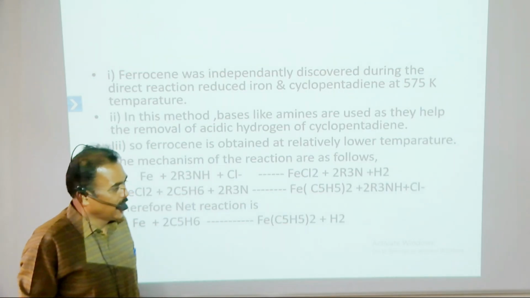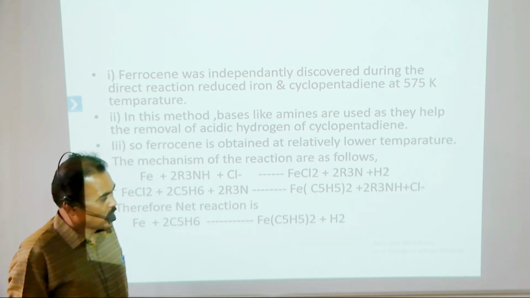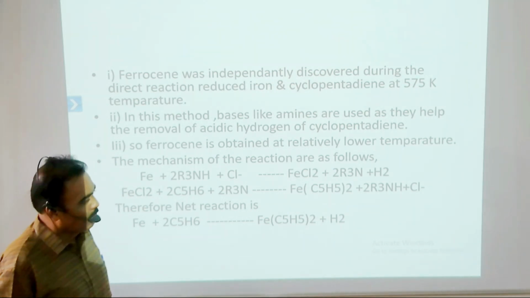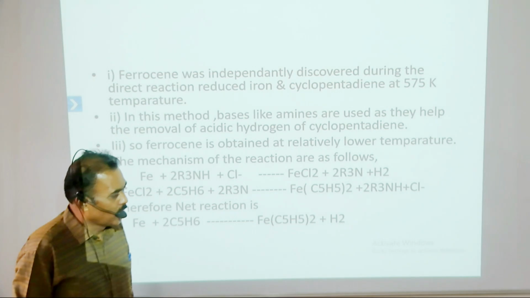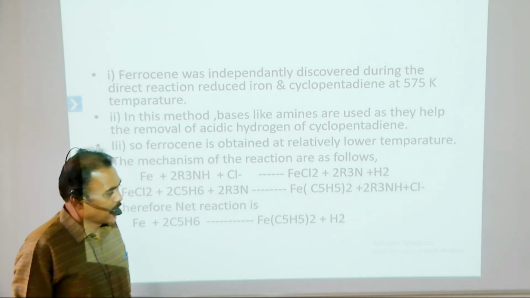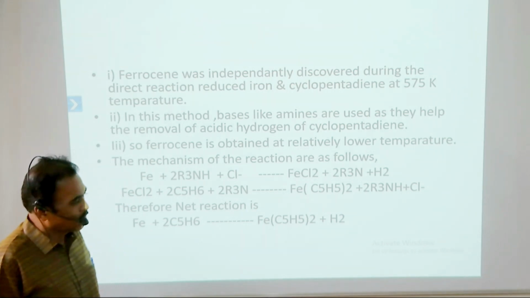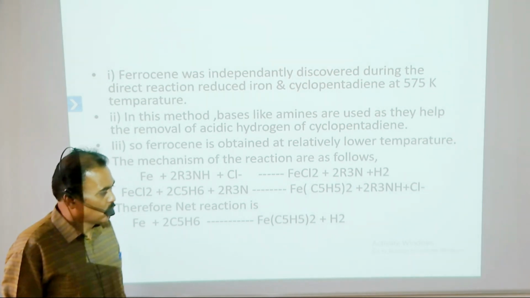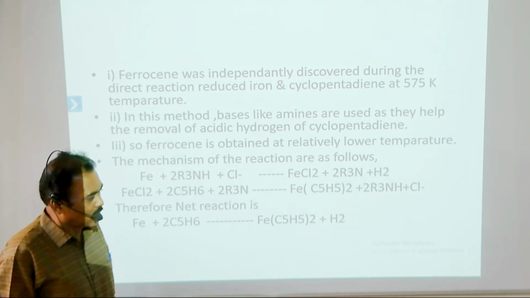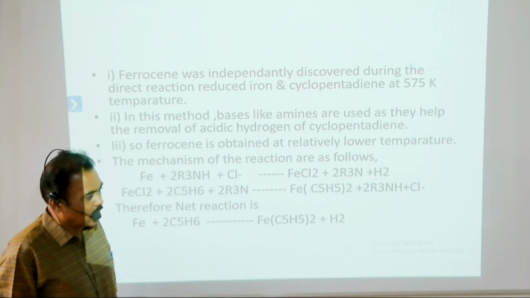Then the second method is direct reaction between iron and cyclopentadiene. Ferrocene was independently discovered during the direct reaction of reduced iron and cyclopentadiene at 575 Kelvin temperature. In this method, bases like amines are used as they help the removal of acidic hydrogen of cyclopentadiene. So ferrocene is obtained at a relatively lower temperature. The mechanism of the reaction is as follows: Fe plus 2R3NH+Cl- produces FeCl2 plus 2R3N plus H2. Then FeCl2 combines with 2C5H6 plus 2R3N. It produces Fe(C5H5)2 plus 2R3NH+Cl-.